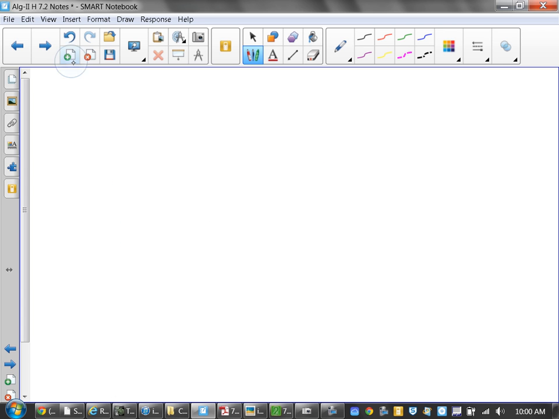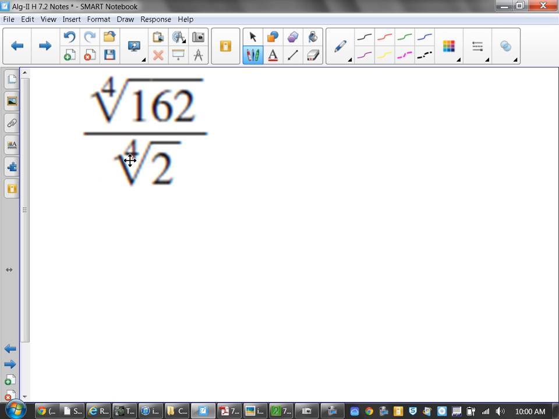We'll put this one on a separate one. When you're working with division, do we have, in this case, the same nth root? Yes, I have the same nth root here, right? So could I rewrite this as one giant nth root of a fraction? Yeah. What's 162 divided by 2?